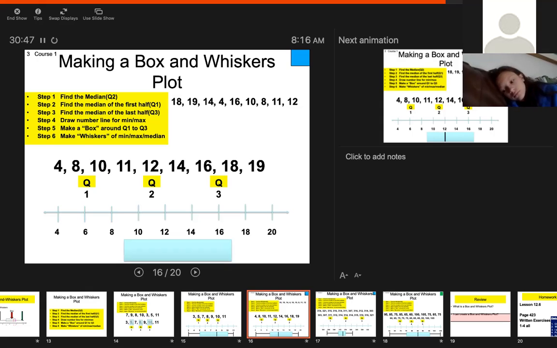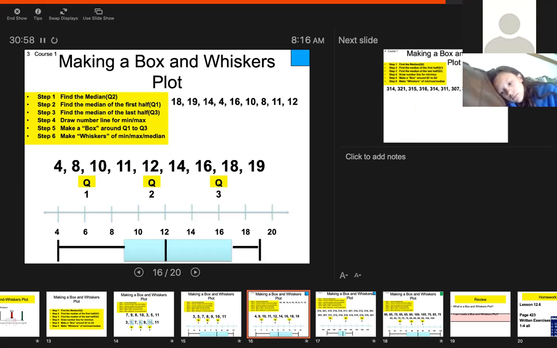The median was 12, so I put a tick mark on 12, and my two whiskers are the min and the max. My whiskers are 4 and 19. Connect my whiskers to the box, and you are done. And for a lot of people right now, you're like, I got it. This is easy. Get started on your homework. There's only 4 of them. For those who need to see it a couple more times, well, let's see it a couple more times.